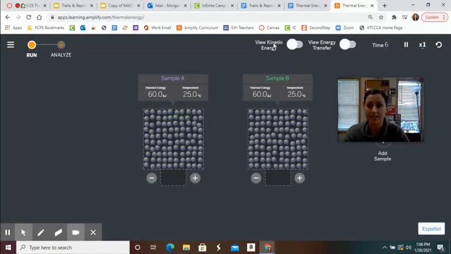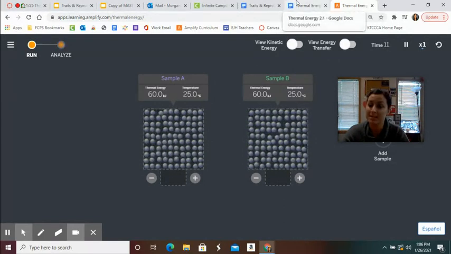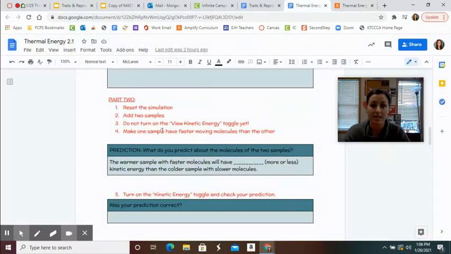You are not going to turn the kinetic energy toggle on because you're going to make a prediction and then test your prediction out. And so you want to make one sample move faster than the other and then make a prediction about that. So the warmer sample with faster molecules will have either a more or less kinetic energy. So you want to type which one you think it's going to have. So more or less than the colder sample with slower molecules.